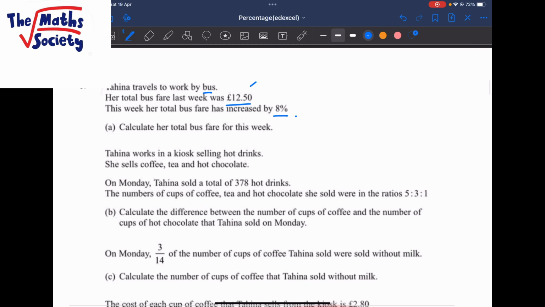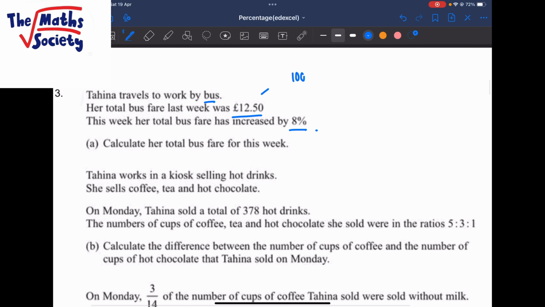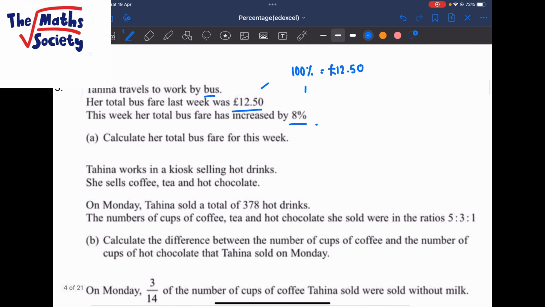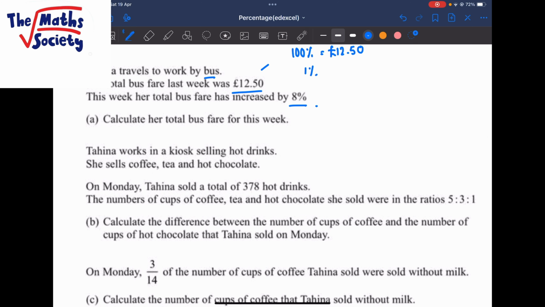So we know that 100% equals £12.50, right? So 1% would be, you just divide, which gives you 0.125. And then it's increased by 8%, so it's 108%. So that would equal £13.50. So the answer would be, the new fare is £13.50.